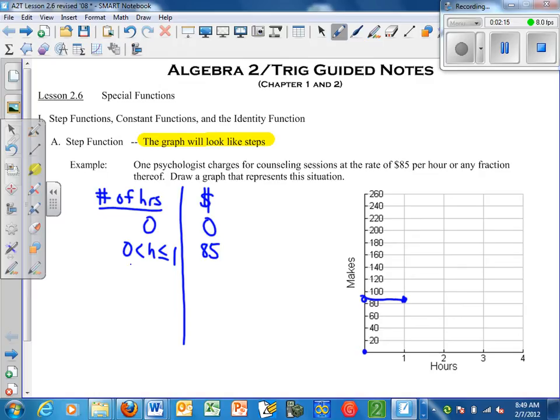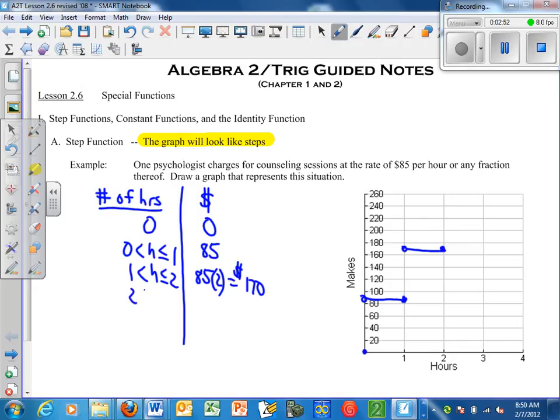And then we're going to look at what happens from 1 to 2 hours, in between 1 and 2 and including 2. Well, now it's 85 times 2. Even if you go for an hour and a minute, you're going to get charged for that second hour, which is equal to $170. So basically everything between 1 and 2 is $170. So we're going to have an open circle in between 1 and 2, and we're going to have a closed circle.